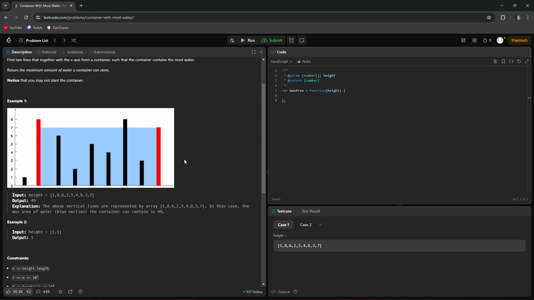out of the two heights, we pick the lower one, obviously, because if we pick the higher one, the water will be overflowing, so we pick the lower one, and then it's this distance times this height.